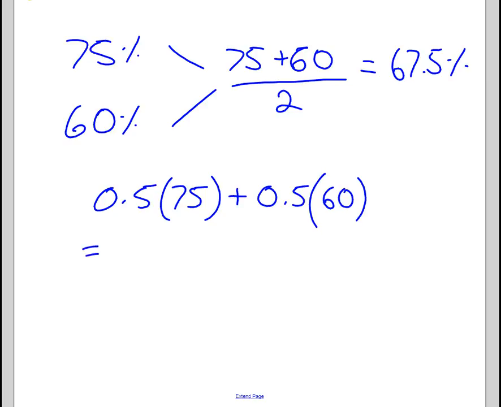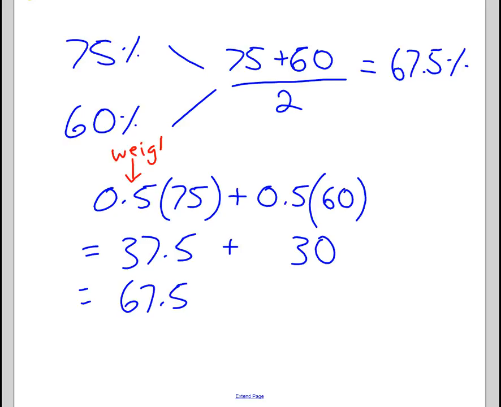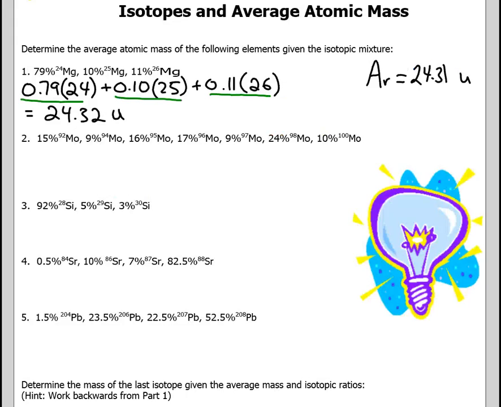And of course, you get the same value if you took half of 75 and half of 60, which is 30, and added them together. Okay, you'd still get 67.5. So the key with this calculation is that you're using the percentage weight of each form or each value and multiplying it by the actual value itself. Okay, so I don't want to give a formula here. I think it's simple to say that if we take the percent abundances for the different isotopes and multiply them all by their respective masses, add them all up, we'll get the average relative atomic mass.